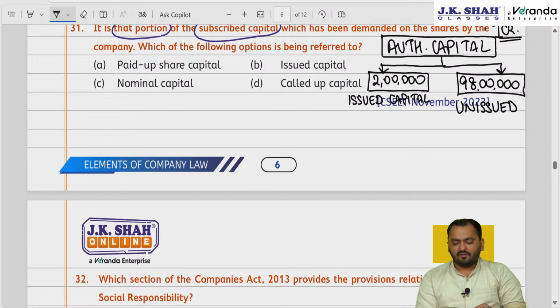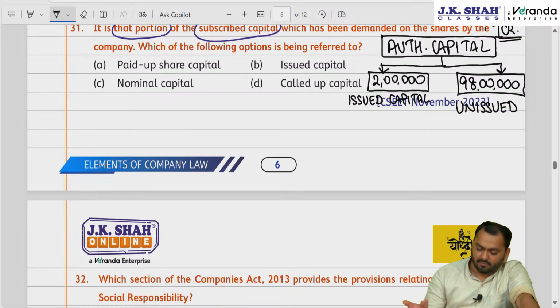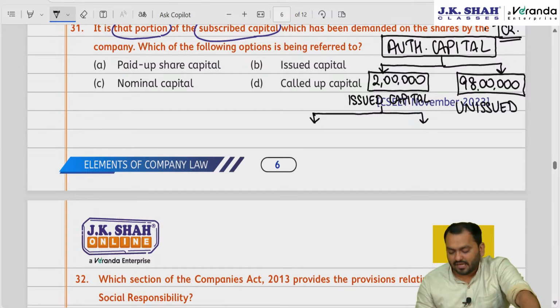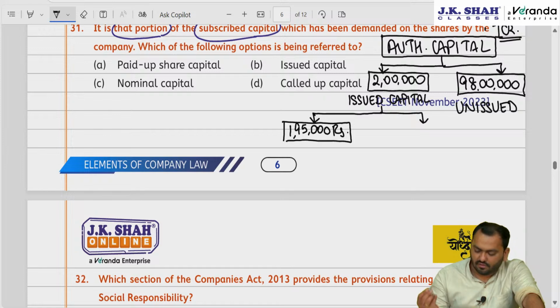Now see what happened. We have kept shares of rupees 2 lakh for issue. Now what do you think? All the shares will be subscribed by the members? No. They may subscribe, they may not subscribe. So out of the issued capital of 2 lakhs, 1,95,000 rupees, what is this? This is the subscribed capital.